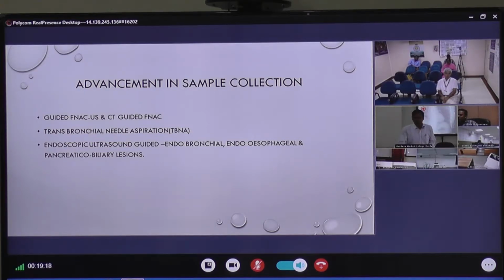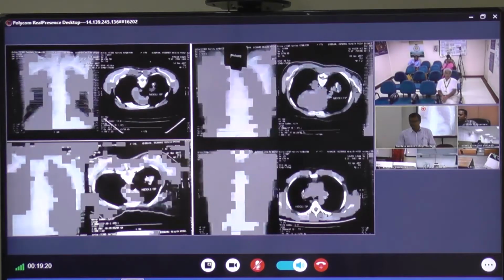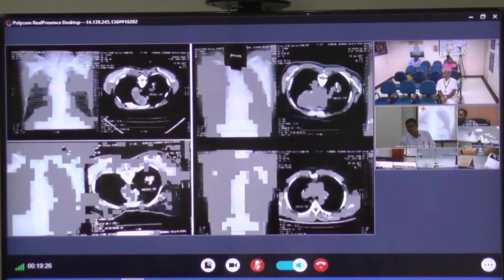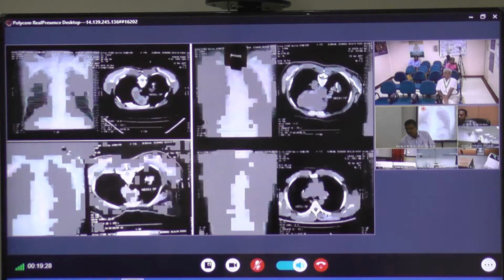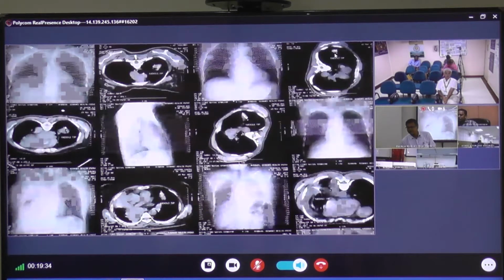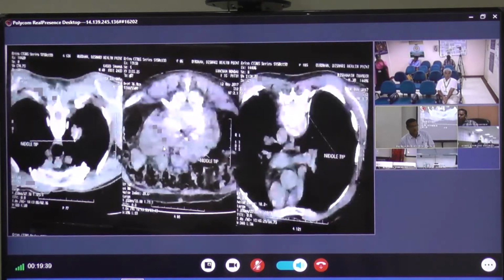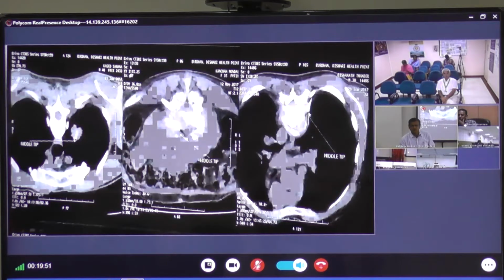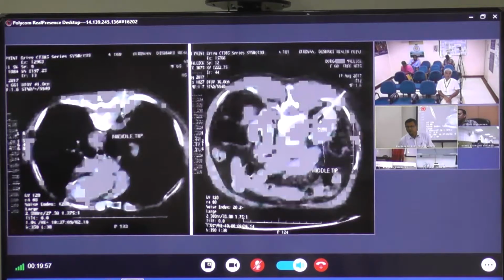Now let us have a look at our CT guided FNAs, where small intrathoracic lesions are approached under CT guidance. The materials are aspirated from these lesions. One is a very small lesion, this one also. This is a vertebral lesion, and you can see the destruction of the vertebra. This came out to be metastatic adenocarcinoma. This one is again a destructive vertebral lesion, and you can see the needle here. This came out to be tuberculosis. This is a lesion from the kidney as well.